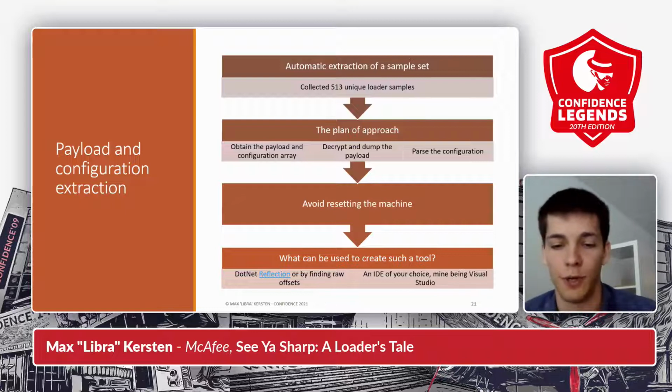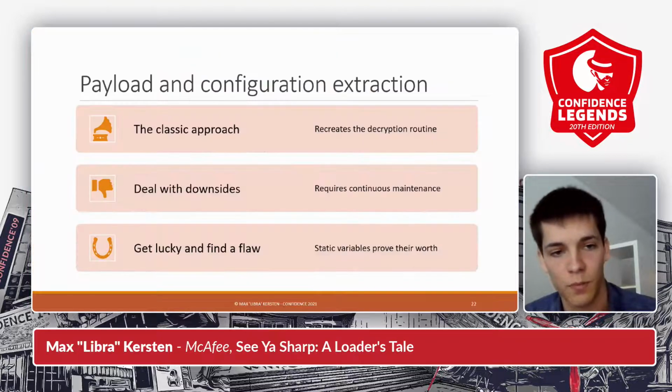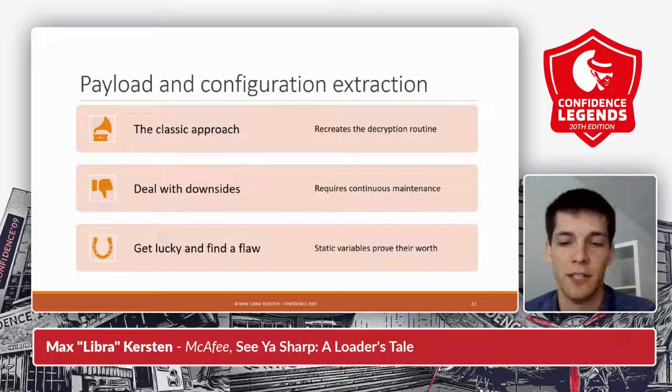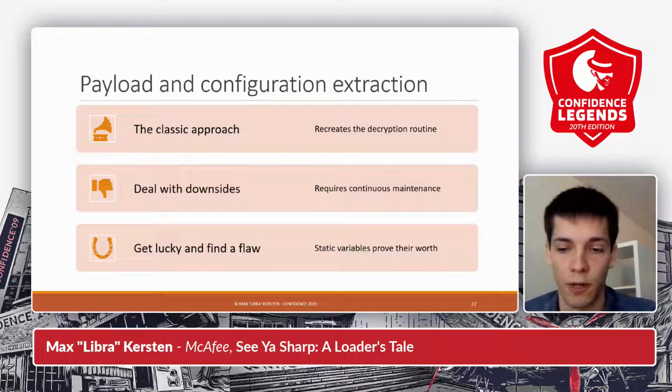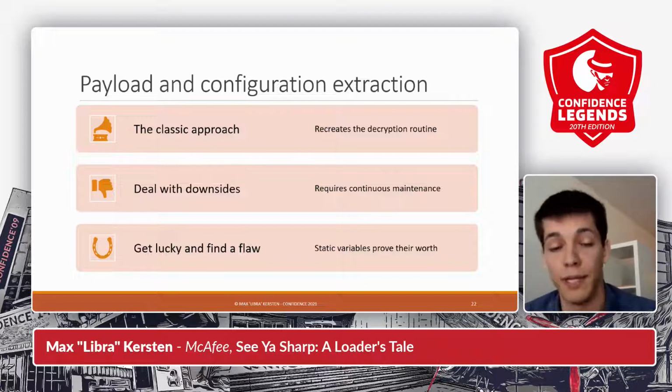So how do we go ahead? Well, we can use the reflection related classes that the .NET framework provides. And obviously you need an IDE of sorts, where I used Visual Studio. So classically and generally, what you want to do is recreate the decryption routine. You fetch the resource, you decrypt it, and then you go ahead with whatever you want to do with it. But there are downsides here. It would require continuous maintenance, simply because a single change in the decryption routine would break your tool, which is kind of a downside. But in some cases, there's no other way around it.